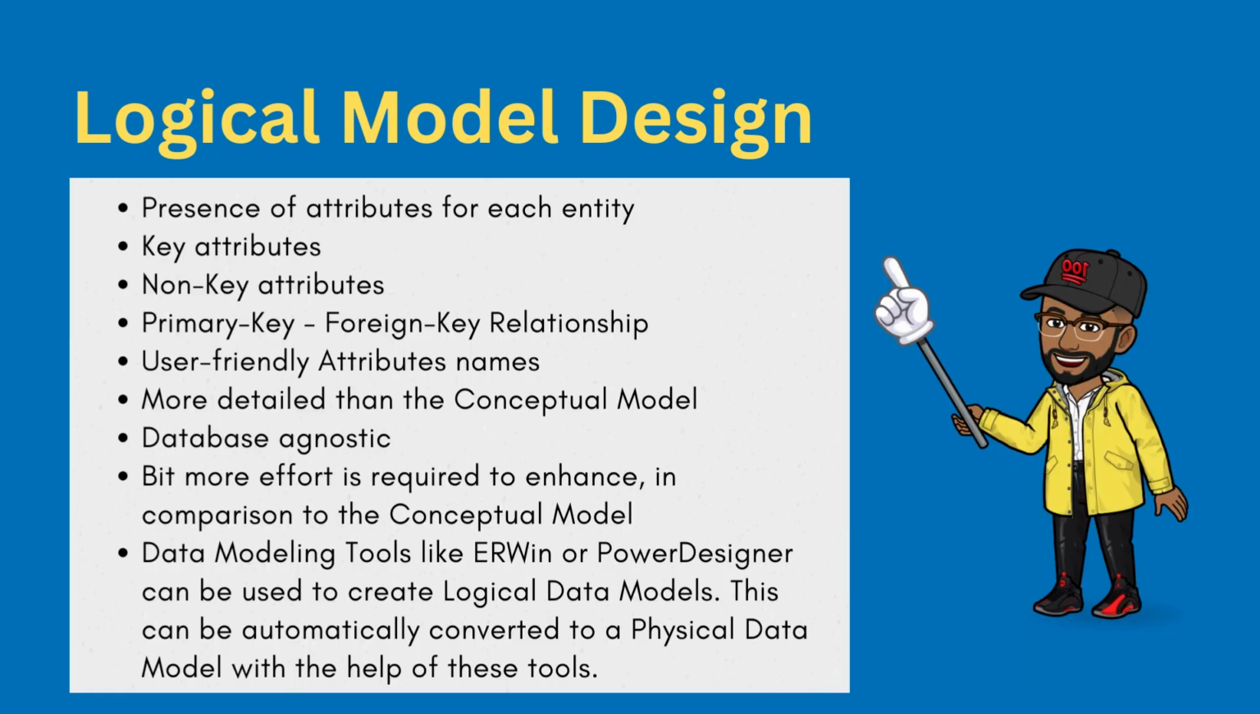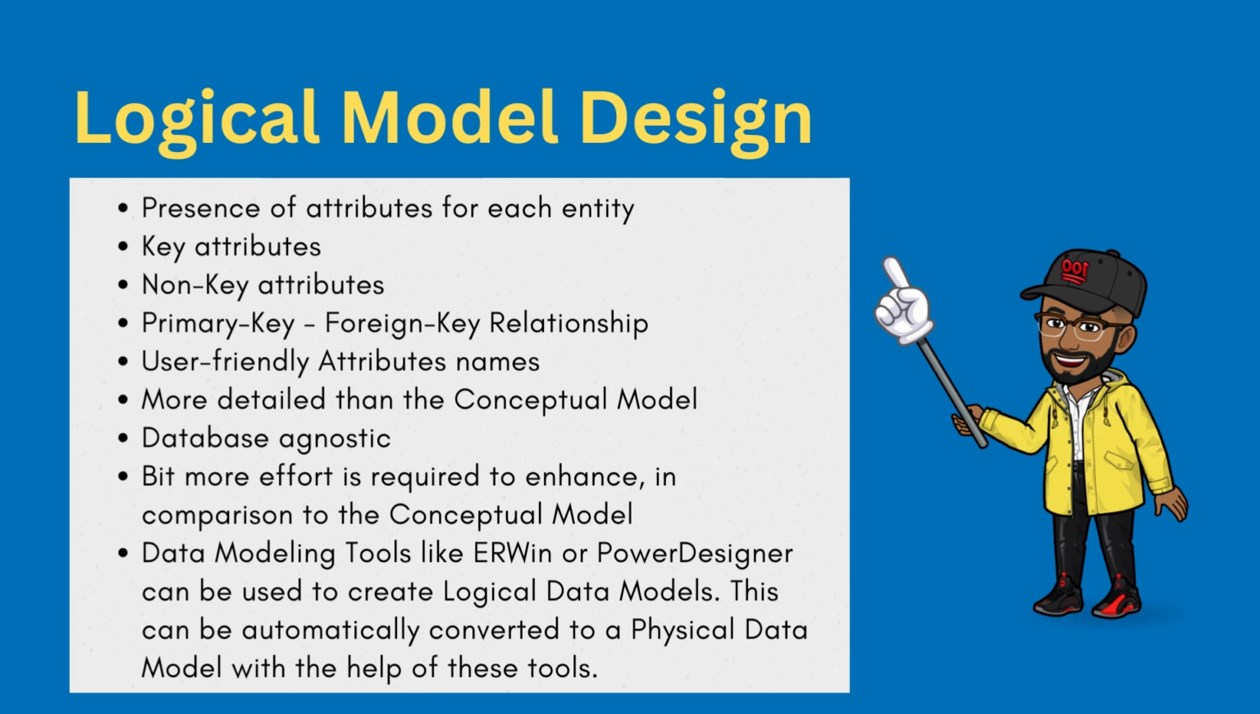So, presence of attributes. Definitely we'll have the attributes present in each entity, and the key attributes: the primary key, foreign key, and non-key attributes. The description and these are all non-key attributes. This date is the key attribute. Here the product ID is the key attribute. Then, definitely we'll have a primary key and foreign key relationship.